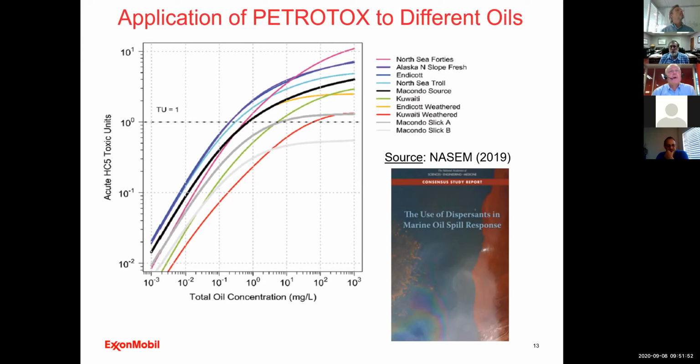And what should be obvious from this plot is that the predicted toxicity across these various oils really varies by several orders of magnitude. So this really just highlights the importance of composition and how composition really influences oil toxicity.